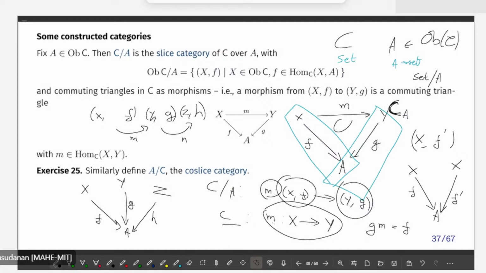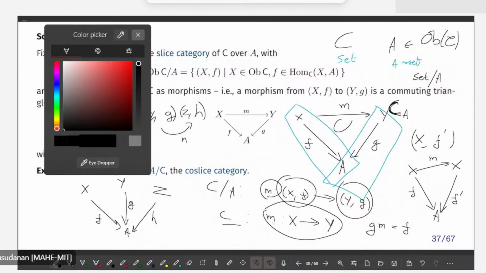And so it is even possible to have a morphism from this object to this object. But what will it be? In the original category, it has to be a morphism from X to X, such that this commutes. Now, if you take F prime equal to F, then the identity morphism is one such. There may be more, but the identity morphism is one such.